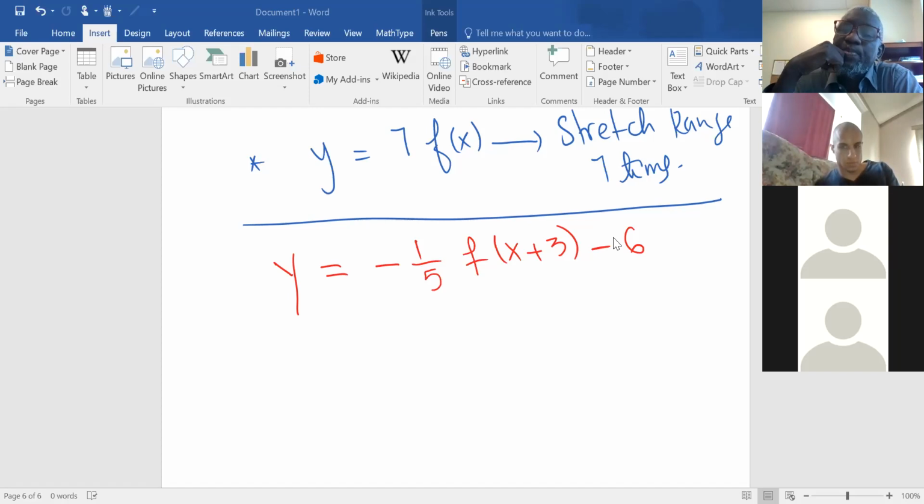The +3, x plus 3 inside, which way do you go? Shift to the left 3 units. And the -6, how do you go? Shift down 6 units. You see, you have 4 transformations, right? Of course, in a test, will I bother you with 4 transformations? Of course not. In a test, probably 2 transformations, 3 at the most, right?